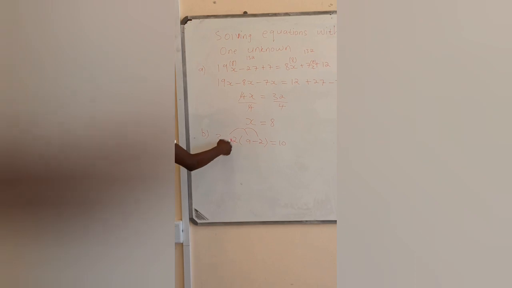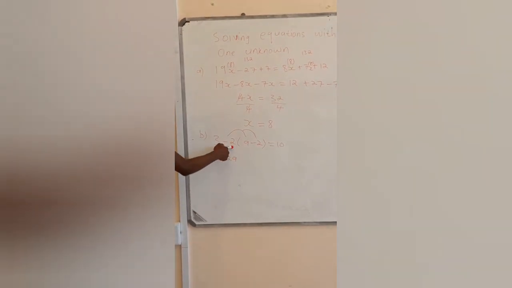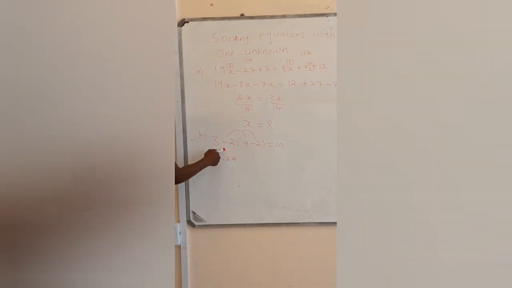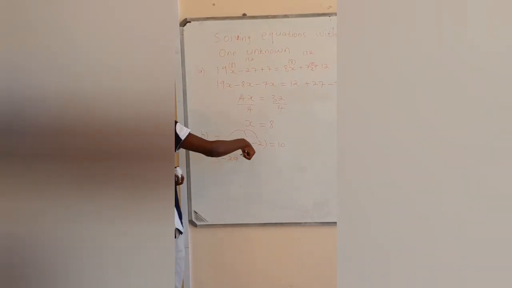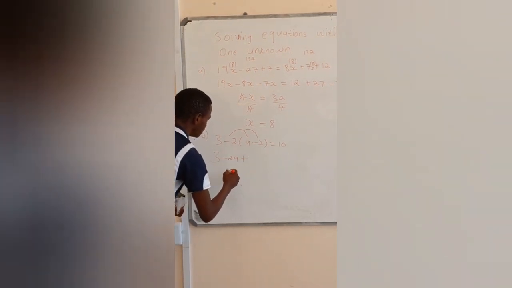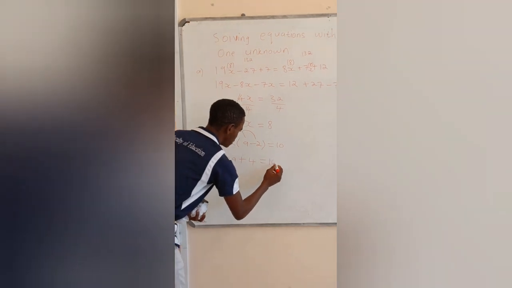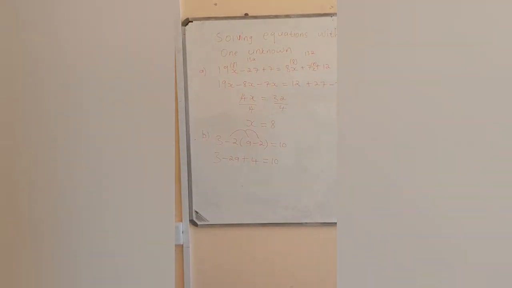Then negative 2 times A is equal to negative 2A. Negative 2 times negative 2. Every negative number multiplying with a negative number, they change the sign. The sign becomes positive, so it becomes positive 4. It's equal to 10. Now it's looking alike with the other one.